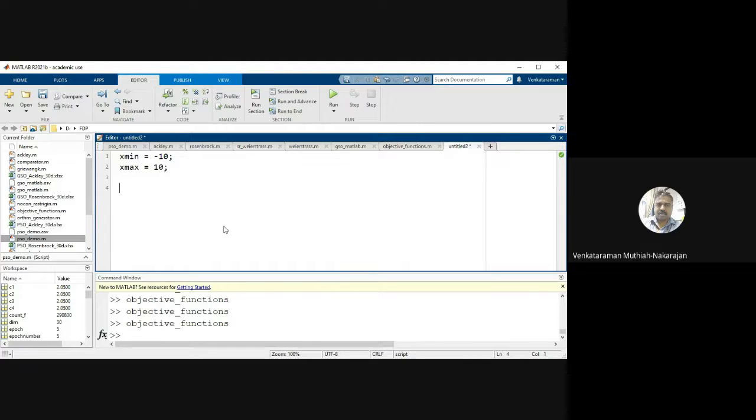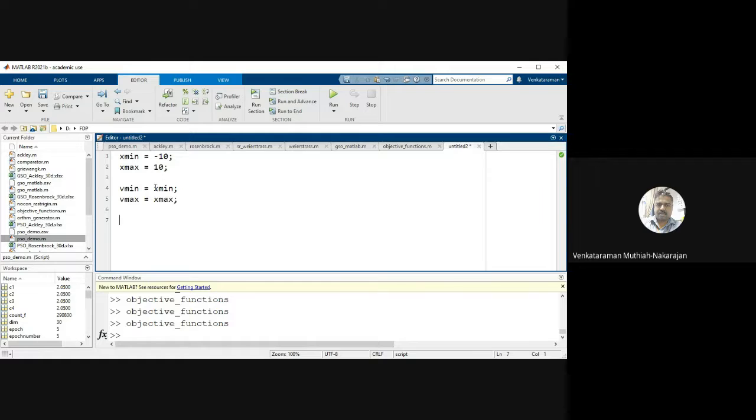And we also have to define our velocity ranges. V min equals x min. In our case, I'm choosing the velocity minimum and maximum to be same as the search range maximum and minimum. It doesn't have to be so, but it is necessary to give a limit to velocity minimum and maximum.